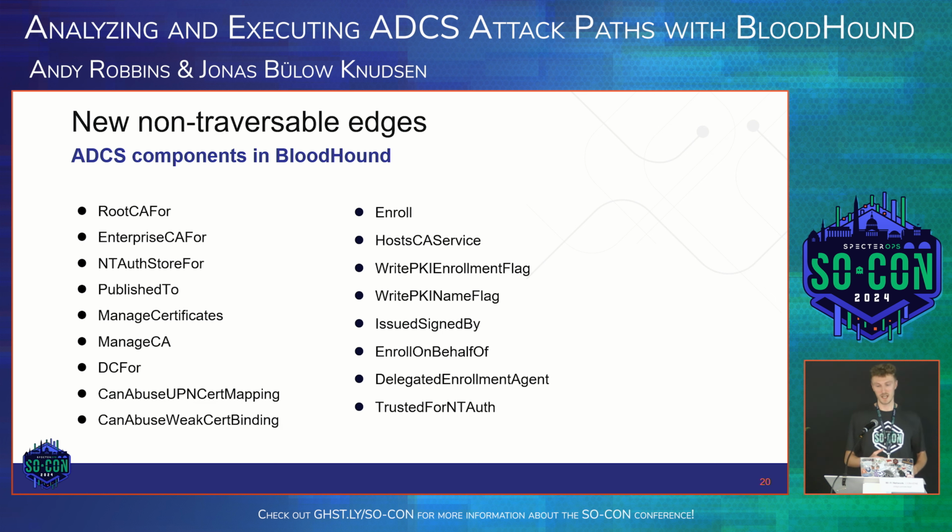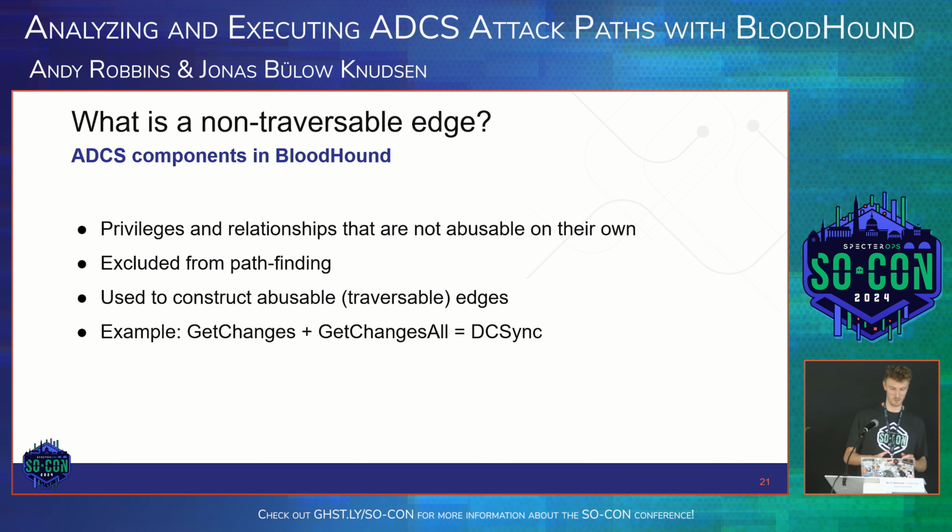We're also adding a lot of new edges in BloodHound for ADCS. Most of them are going to be these types that we call non-traversable edges. Here's a full list of all the non-traversable edges we have added so far. Before we dive into some of them, I want to make sure that we are on the same page regarding what a non-traversable edge is, because it's something that you might not have stumbled upon using BloodHound so far.